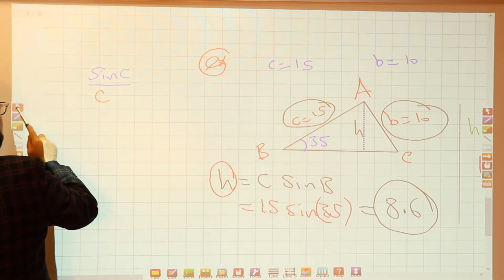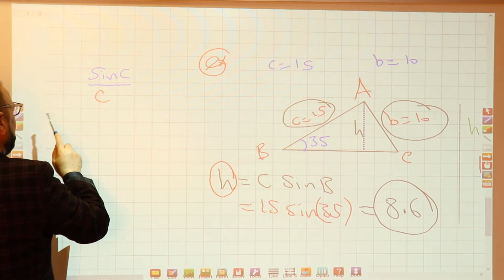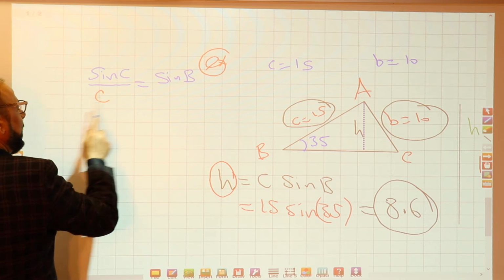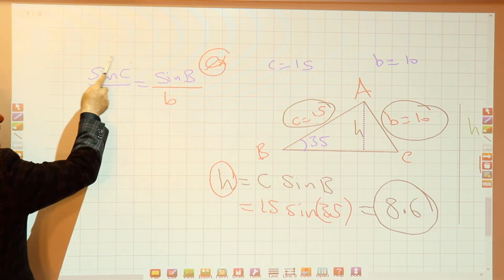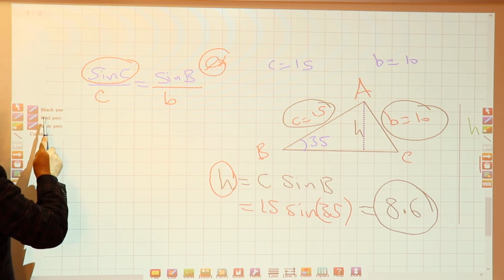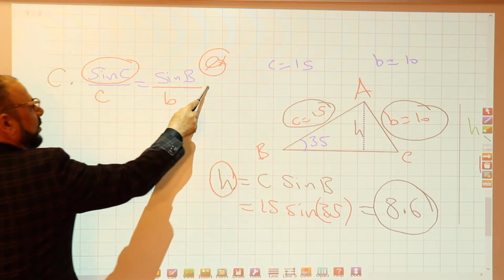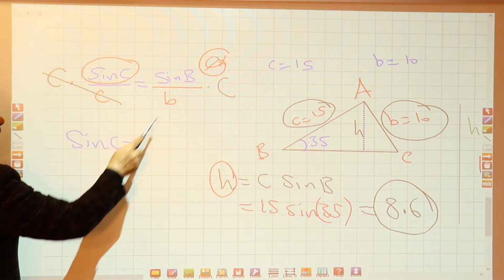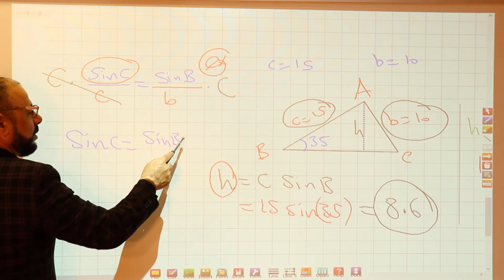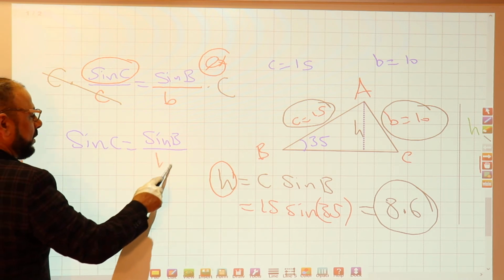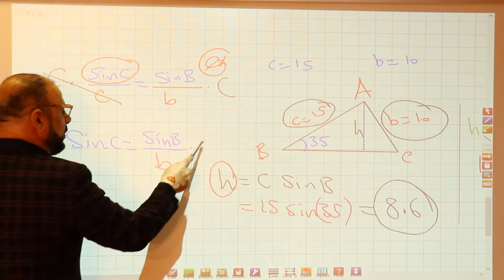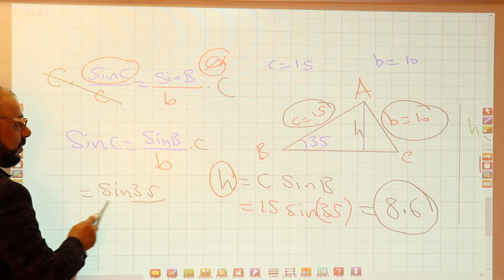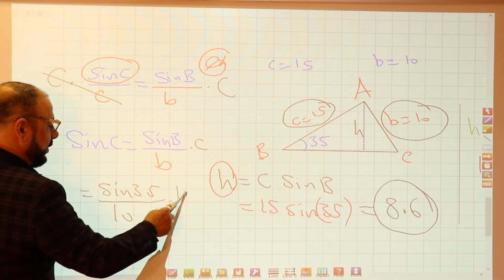equals sine B over B. Now we're looking for sine C. Multiply both sides by C. Sine C equals sine B over B times C. I have everything: sine B, sine 35, over B is 10, and C is 15.